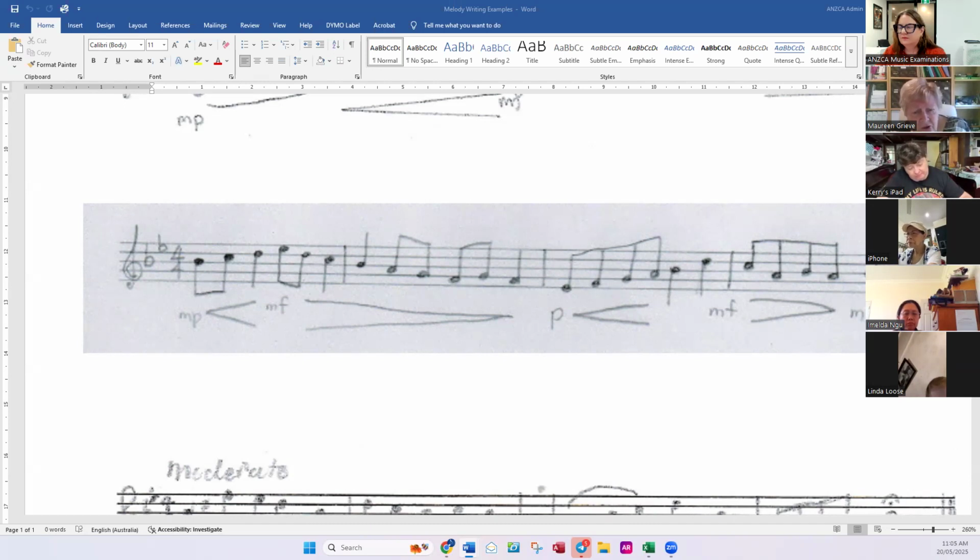I notice there's an auxiliary note used on the 3rd and 4th beats of bar 2. I'm not sure that we asked them for auxiliary notes at grade 3. I can't remember now, but that is perfectly acceptable. And I think it's always very handy to be able to use an auxiliary note at times.